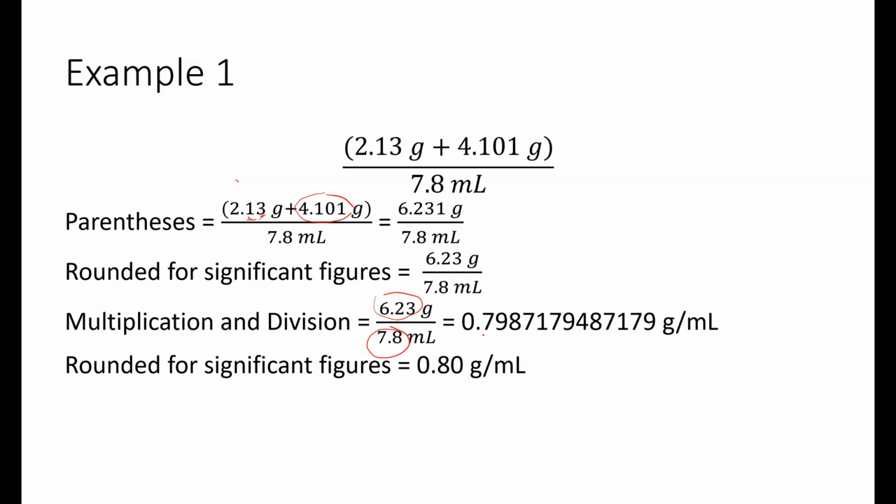I don't start counting the significant figures till I get to a value that's not 0. So I count this 7, this 9. The 9 is going to be my last place that I'm going to keep. The next value is 8, which is more than 5, so I'm going to round that up. When I round the 9 up, I'm going to round it to 10. That gives me 0.80 grams per milliliter.